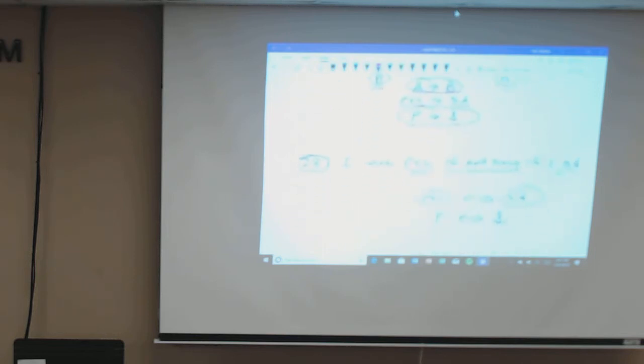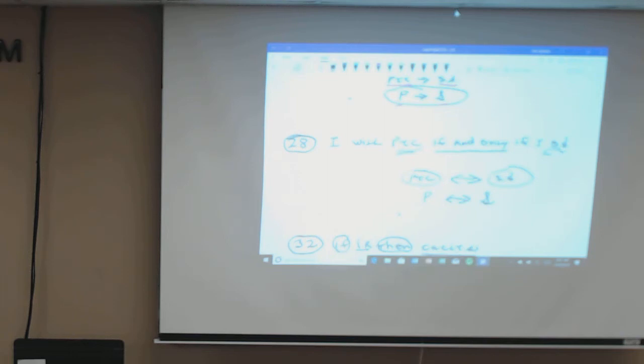Number 28. I will pass this course if and only if. As soon as you see if and only if, you go, that's both directions. You follow that? And then in symbolic form, it's just down here. P, if and only if S.